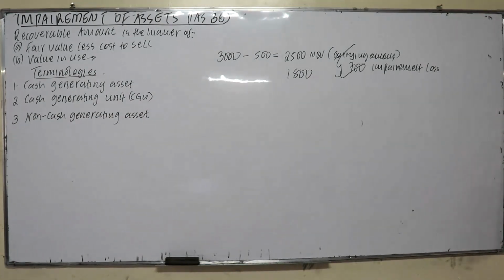So number one, under external indicators, significant decrease in the market value of the asset. When the market value of that asset declines, that's one of the indicators that your asset has been impaired.